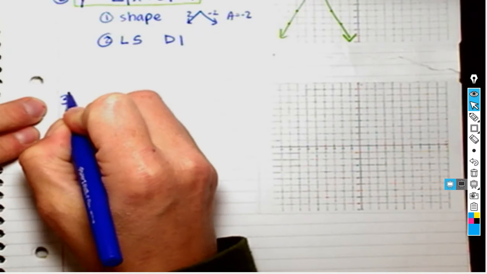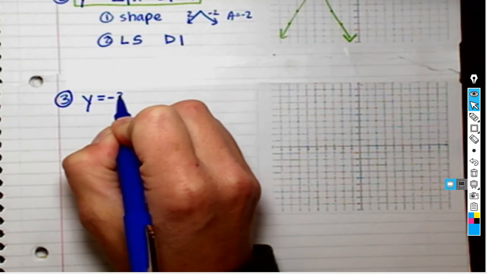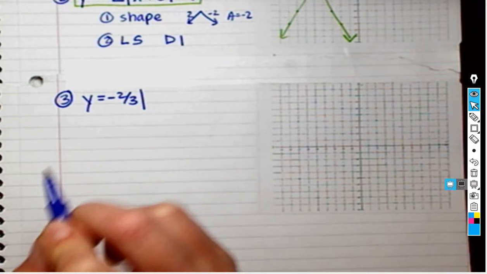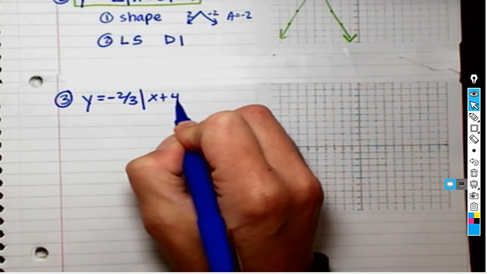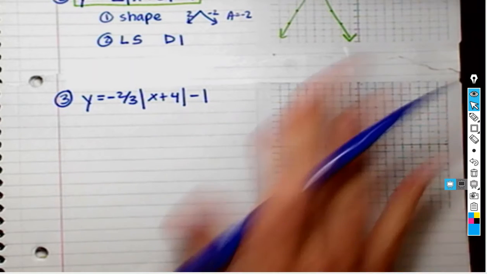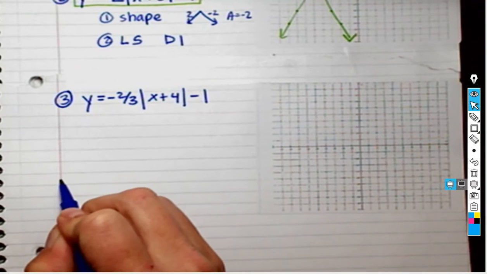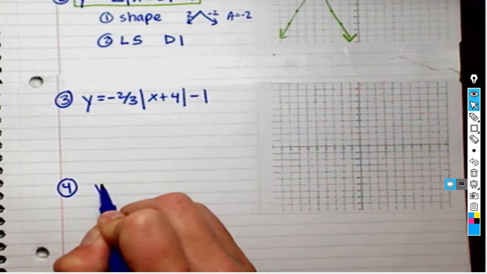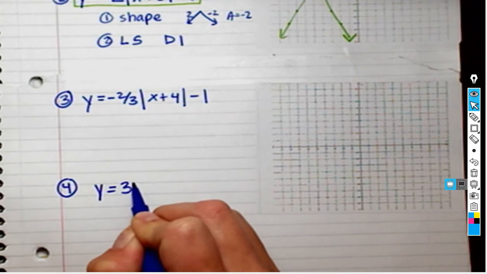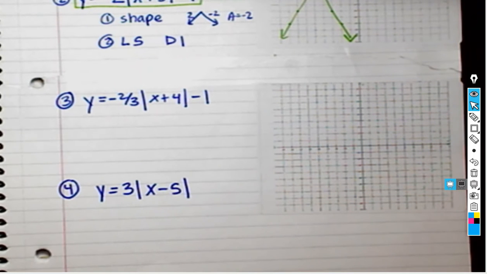All right, so we're on example 3. Okay, y equals minus 2/3 absolute value, x plus 4 minus 1. Okay, and we're going to do 2 graphs on the same page, just like we did last time, on the same grid. Okay, y equals 3 absolute value, x minus 5. All right, let's see what we can do.